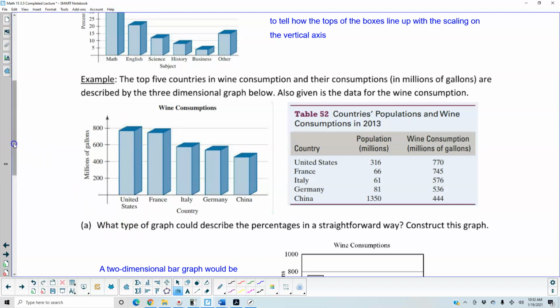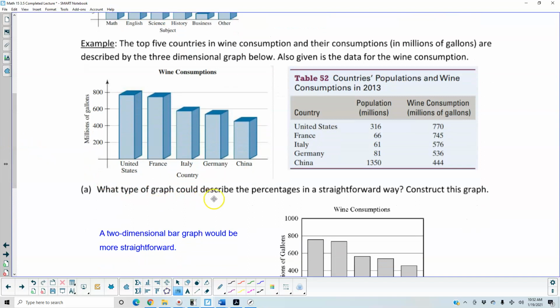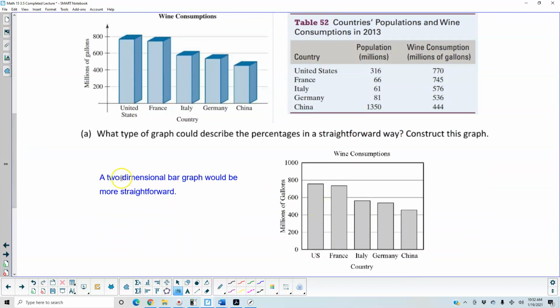So the first question states, what type of graph could describe the percentages in a straightforward way? And then constructing the graph. What we can do is just plot a two-dimensional bar graph, which would be more straightforward, because you're going to have the countries and then you can see the numbers. So here you can see that this is 770, France is 745, Italy is 576, Germany is 536, and China is 444. Again, when you're looking at the three-dimensional, you don't know what top you're going to be using for the bar graph.